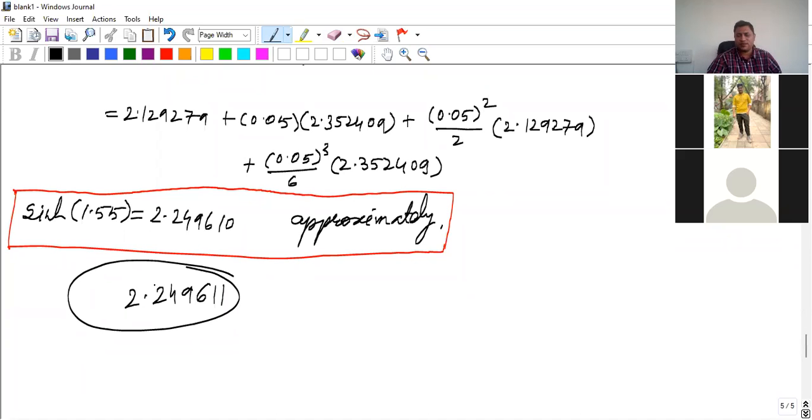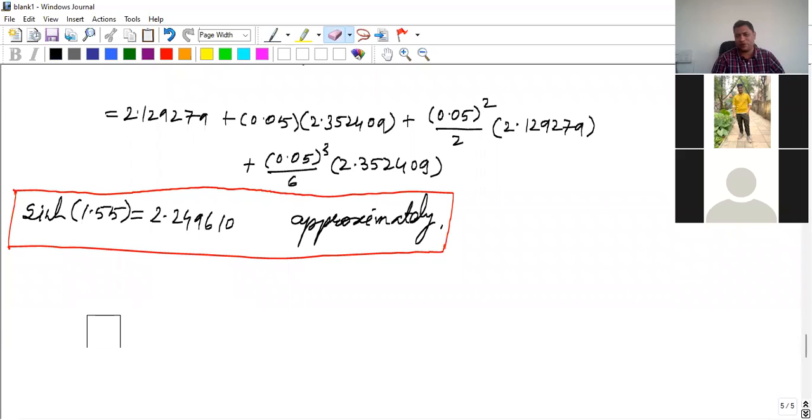Now see the approximation that we have done. This is the approximate value, this is the accurate value. That means we are correct up to 10 raised to minus 5, which is very good. You can calculate the accurate value using your calculator: there is a hyp function you have to use first, then sin, and then you write 1.55 and you will get the answer.